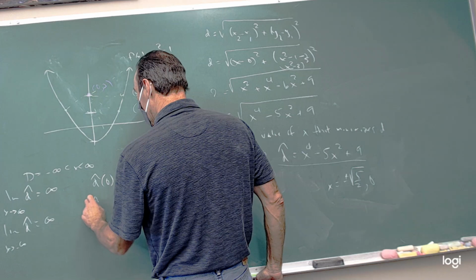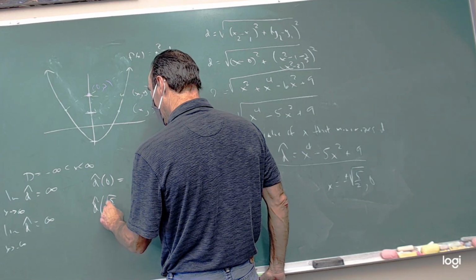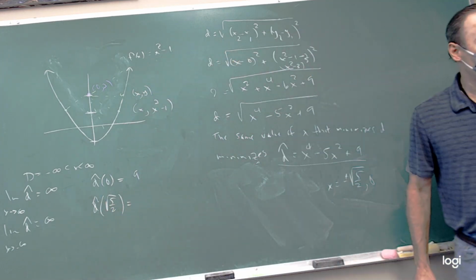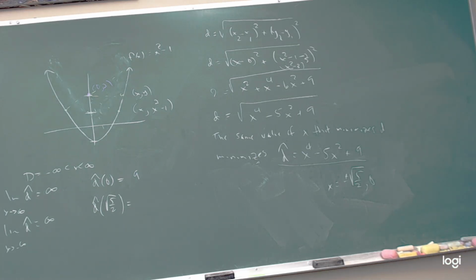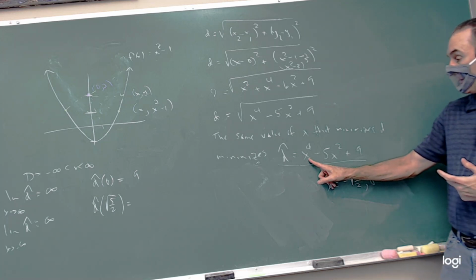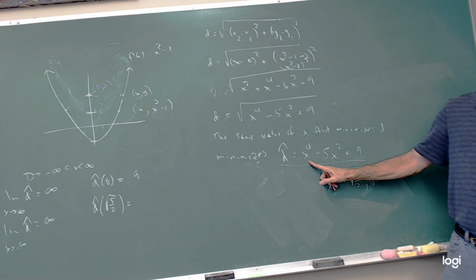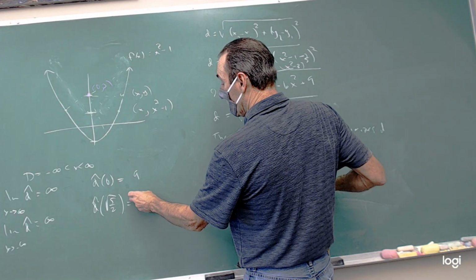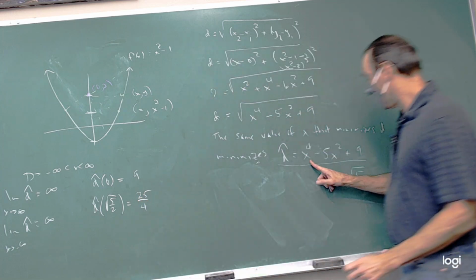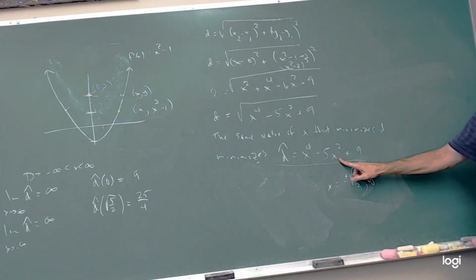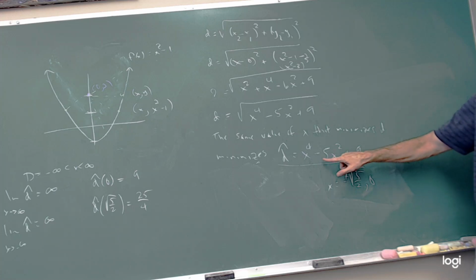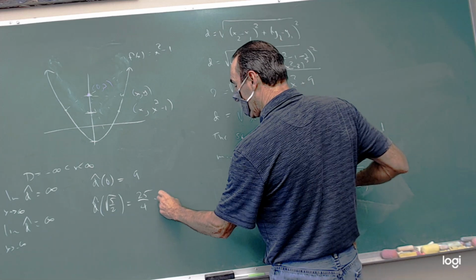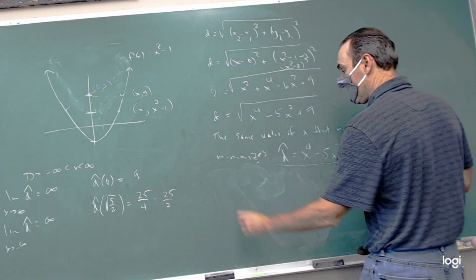Now we're going to evaluate d hat at the square root of 5 halves. See, we're looking for the smallest value here. So when we plug square root of 5 halves into the fourth power, squaring it makes it 5 halves. Squaring it again makes it 25 fourths. Squaring it is back to 5 halves. 5 halves times 5 is 25 halves. So that's a minus 25 halves. And then we have a plus 9.